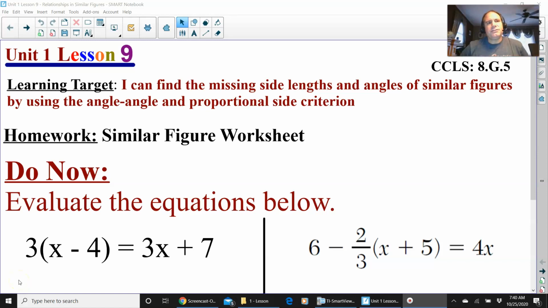Hello everyone, this is Unit 1, Lesson 9. Learning Target: I can find the missing side lengths and angles of similar figures by using this angle and proportional side criterion.